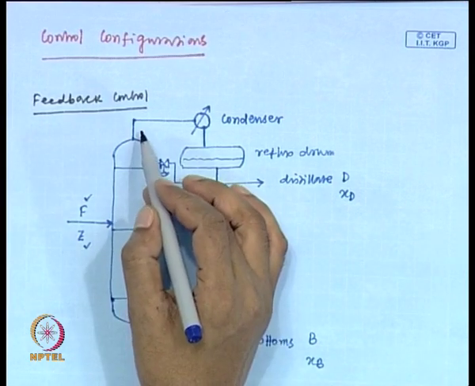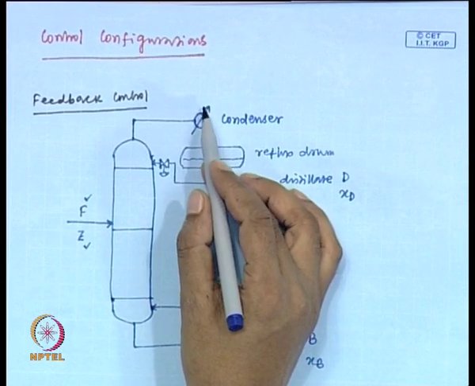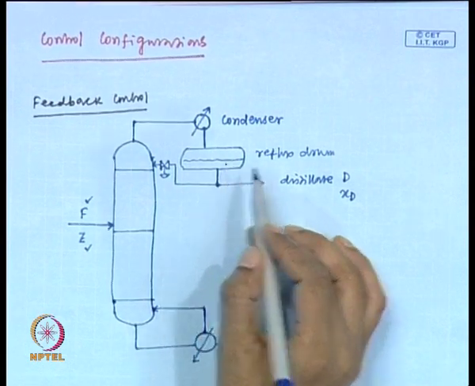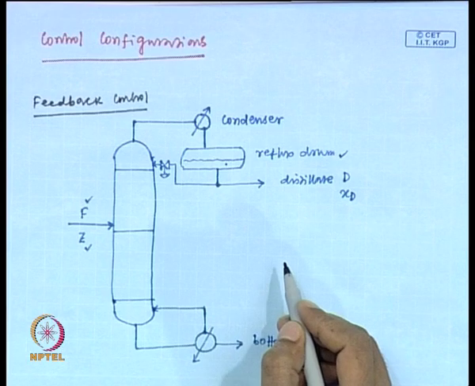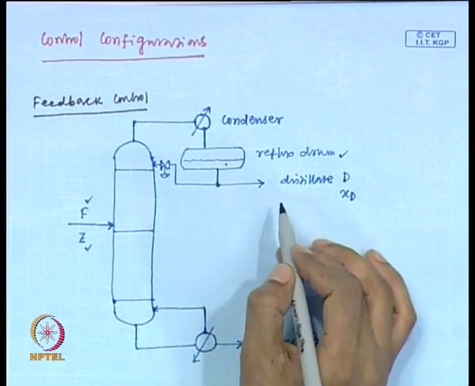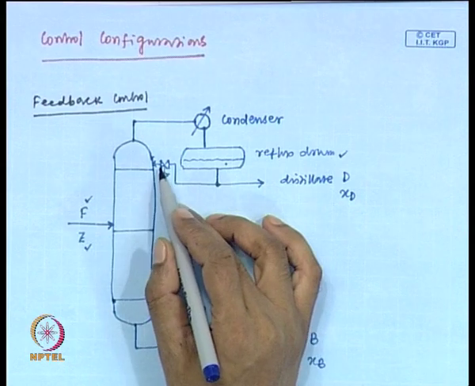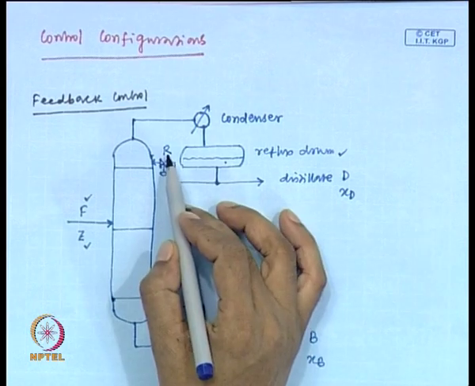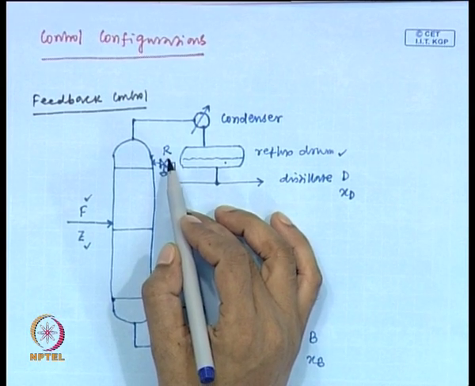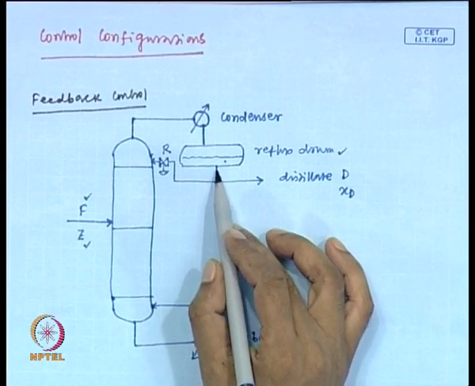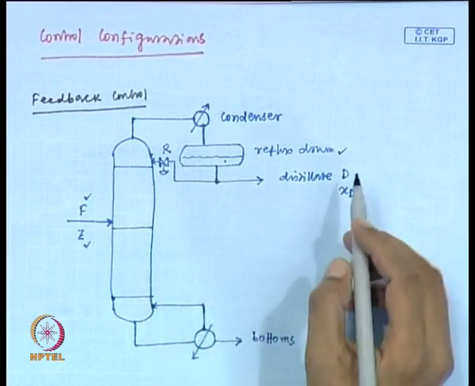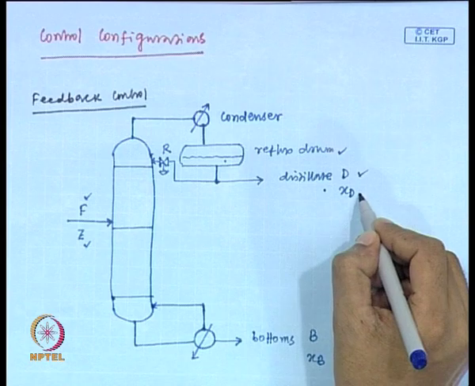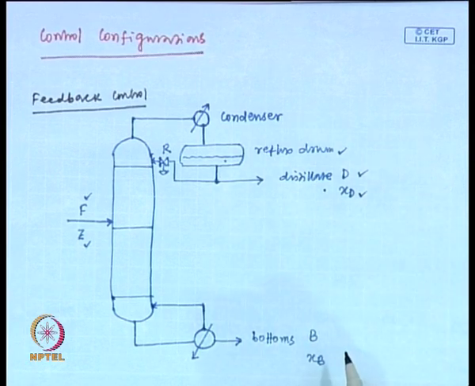Now, the overhead vapor goes to a condenser, condensation occurs. Then the condensed liquid is accumulated in this reflux drum, and part of this liquid is recycled to the top tray as reflux. This is called the reflux rate, reflux flow, or reflux stream. Another part of this accumulated liquid is withdrawn as distillate with flow rate D and composition, or you can say mole fraction, xD.